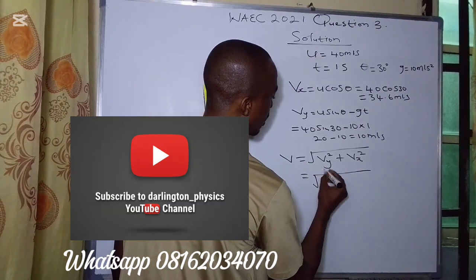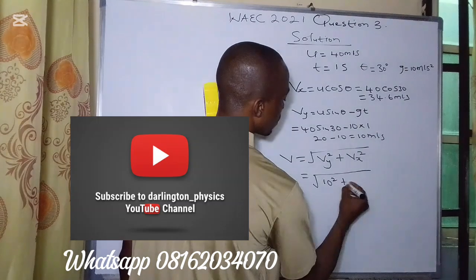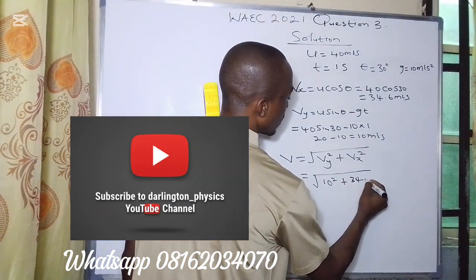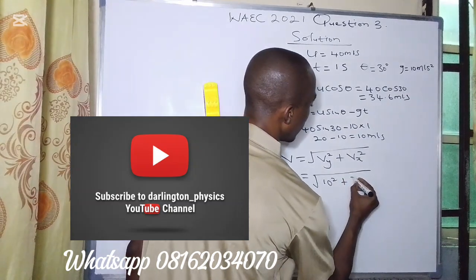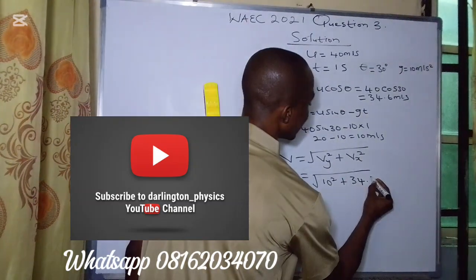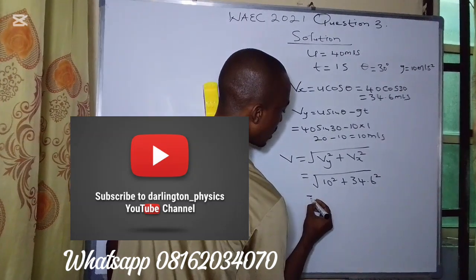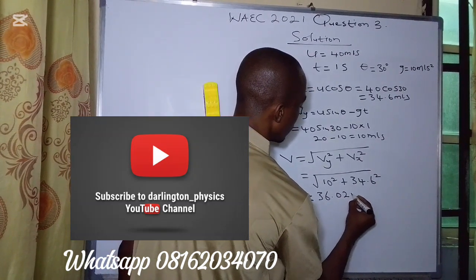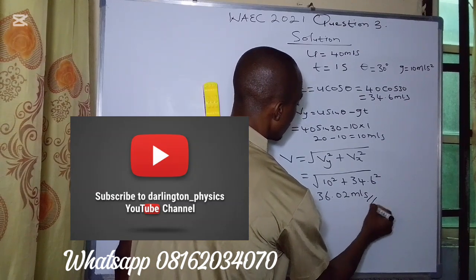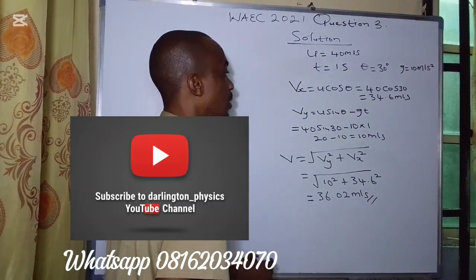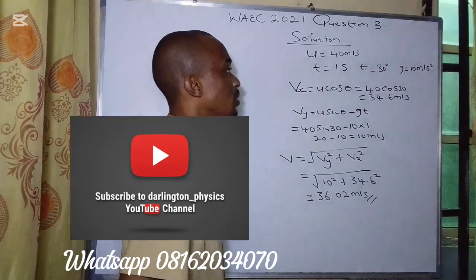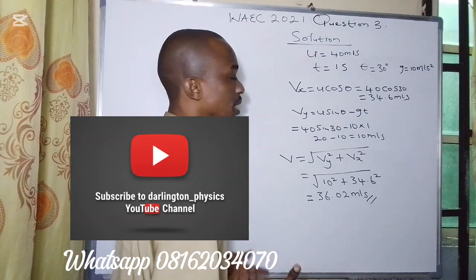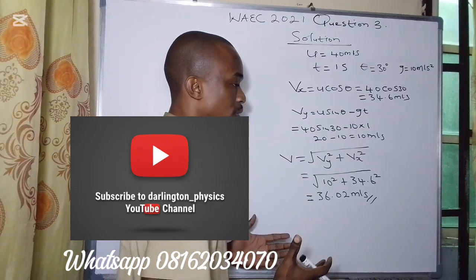So if we do that, for this we are having 10 squared plus, for this we are having 34.6 squared. So at the end of the day, we are going to have 36.02 meters per second. So this will be our final answer for the resultant velocity at a point where the time is equal to 1 second.